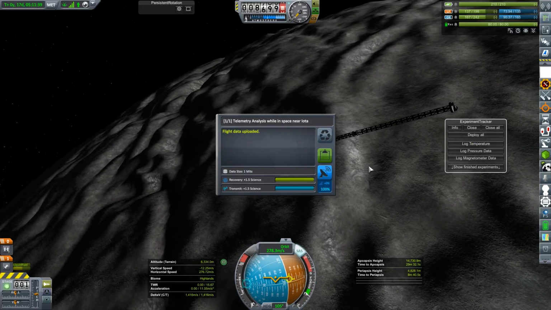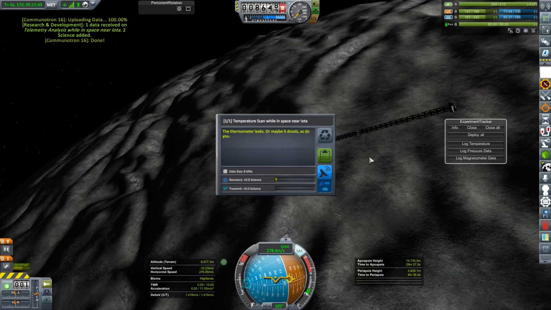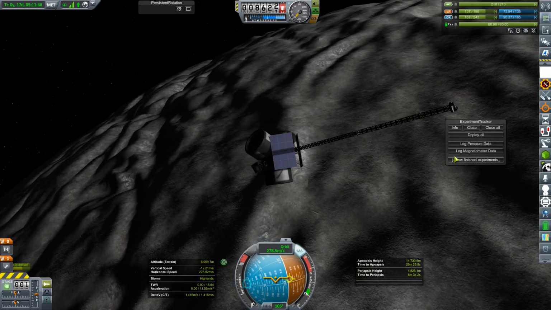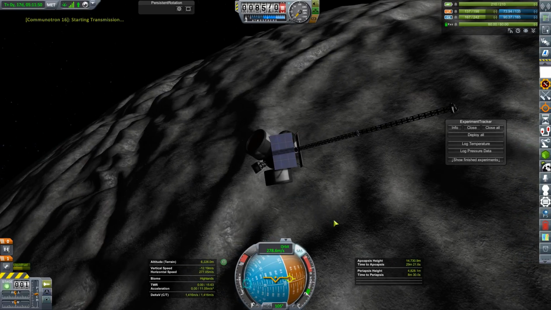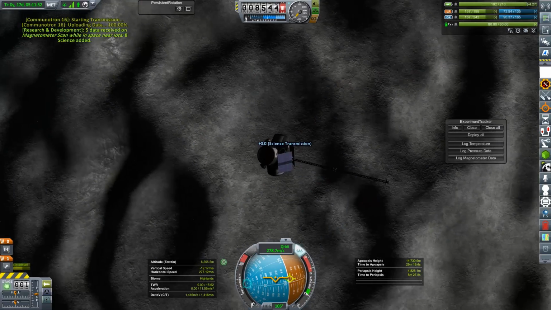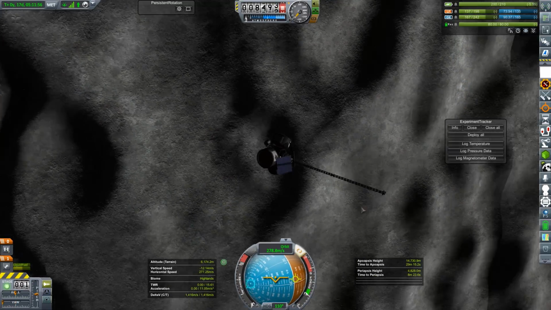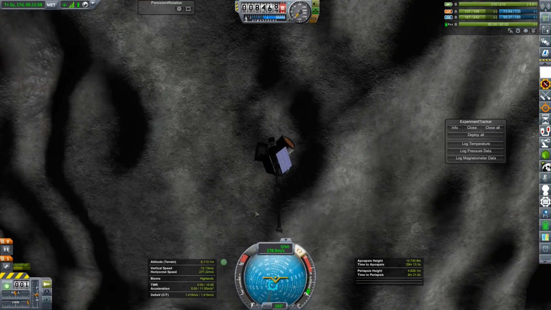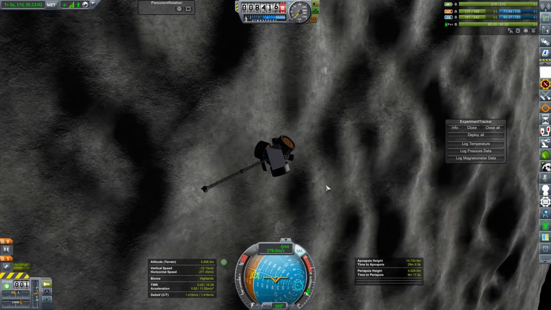Okay, science, analyze telemetry, 1.5. Temperature, I have. Magnetometer is new, 7.5 science. I'm currently in the highlands. This terrain doesn't look too rough, but it is fairly hilly.